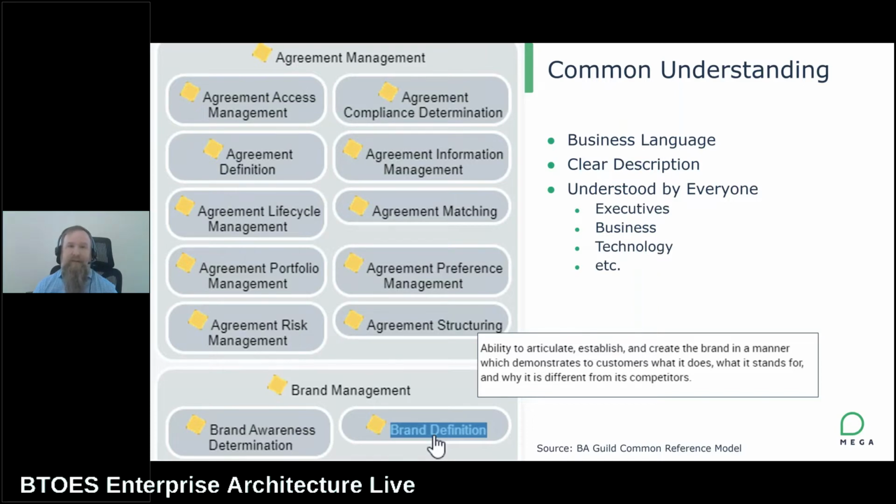This particular example comes from the BA Guild's Common Reference Model, and you can see under brand definition that it's defined as an ability to articulate, establish, and create the brand in a manner which demonstrates to customers what it does, what it stands for, and why it's different from its competitors. So very clear business language that can be used to align the organization as we plan for transformation.